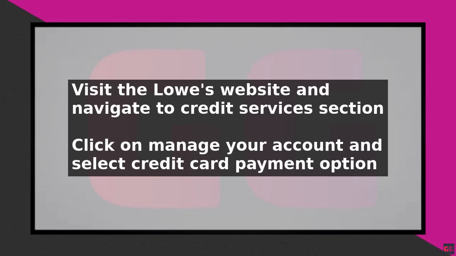To use your Lowe's credit card online and make a payment, start by visiting the Lowe's website and navigating to the Credit Services section. Click on the Manage Your Account option and select the credit card payment option. You will be redirected to the Lowe's Credit Center webpage where you can log into your account using your user ID and password.